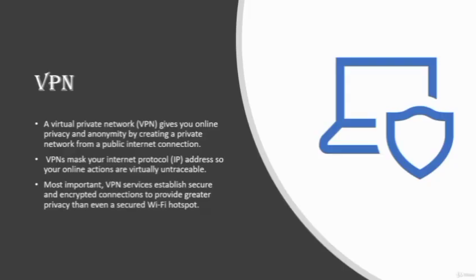VPN. What is VPN? A VPN is virtual private network, which gives you online privacy, anonymity by creating a private network from public internet connection. VPN masks your IP address, so your online actions are virtually untraceable. Most important, VPN services establish secure encrypted connection to provide greater privacy than even a secured Wi-Fi hotspot.